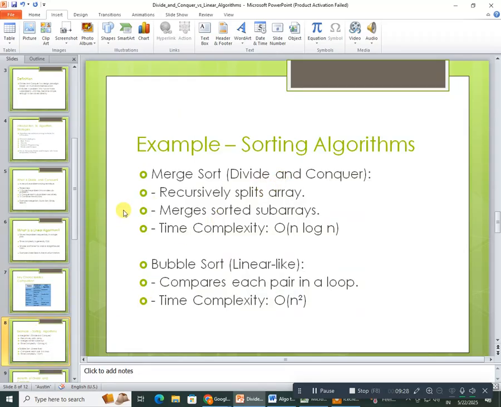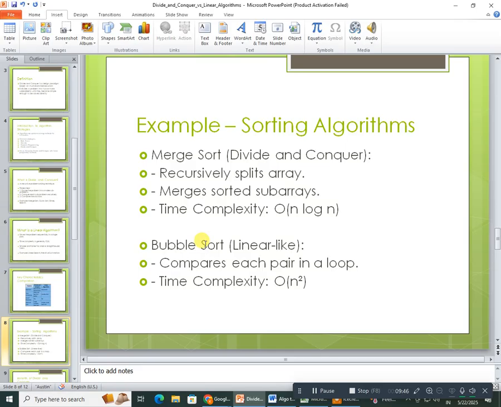Now some examples: merge sort, where it is recursively splitting the arrays. We will be discussing merge sort in detail later on. It is just an overview. After splitting the arrays, it merges the sorted subarrays, and its complexity is O(n log n).